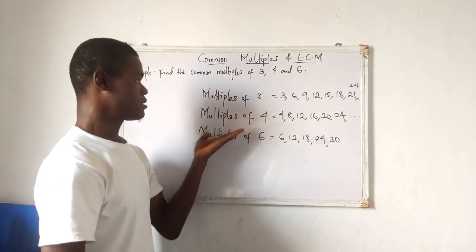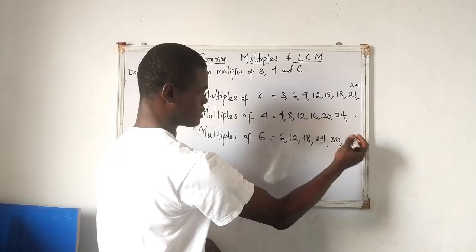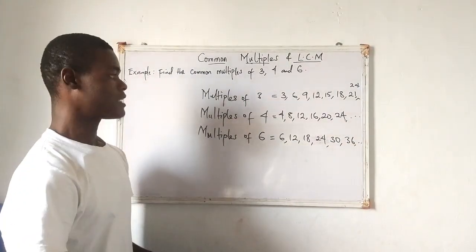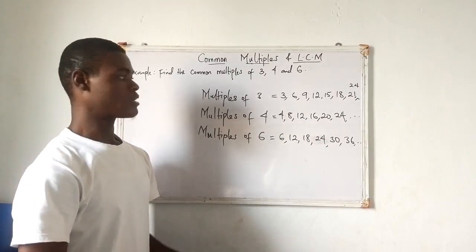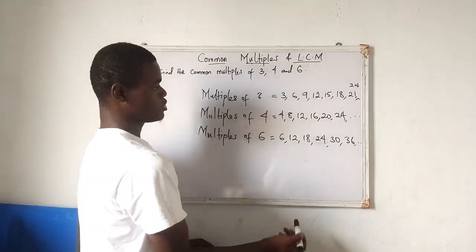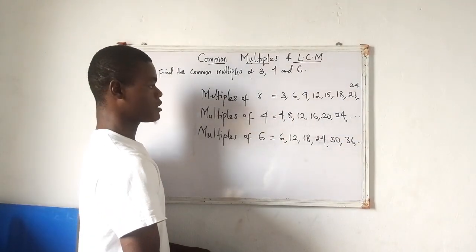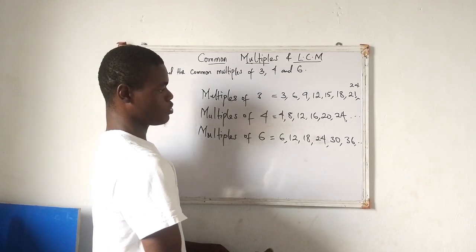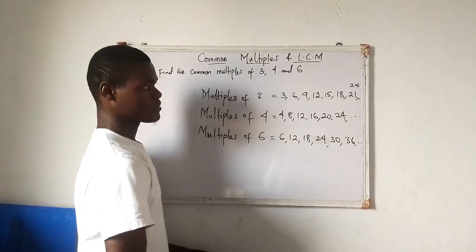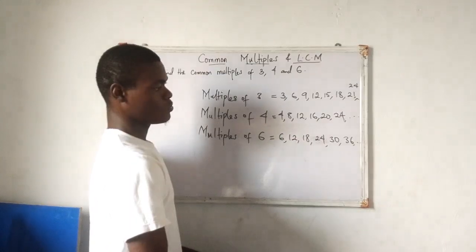These are some of the multiples of 3, some multiples of 4, and some multiples of 6. It goes on and on. You have 30, 36, and so on. Now, your job is to find the multiples that are common. Look at all these numbers. You will see that the first multiple that is common to all of them is 12. The next multiple that is common to all of them is 24.